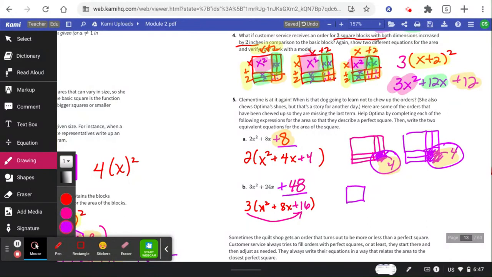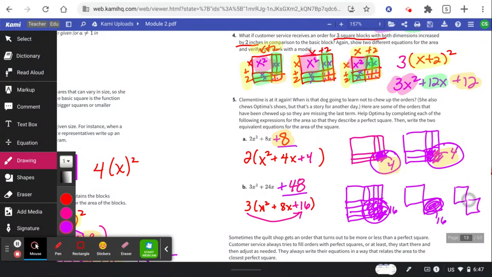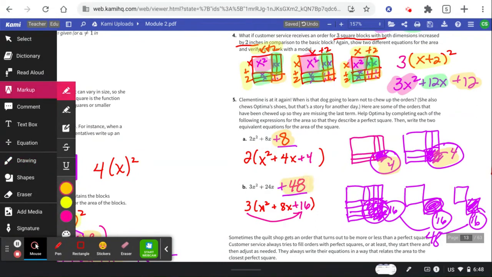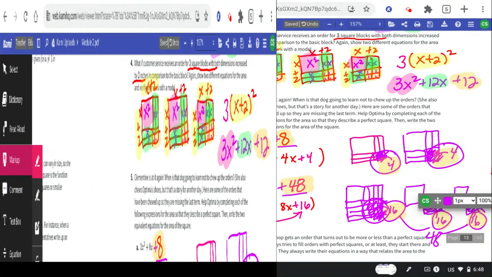I've got a square block extended by 4 on one side and extended by 4 on the other side. So I can see 1, 2, 3, 4. There's 16 little squares down here that the dog chewed up. Well, there's 3 of these where the 16 got chewed up by the dog. So I need to add 16 and 16 and 16, which all adds up to 48. And that's where this number right up here comes from. The 16 from the first square, the second square, and the third square. That's why we have to consider that it's 3 blocks.